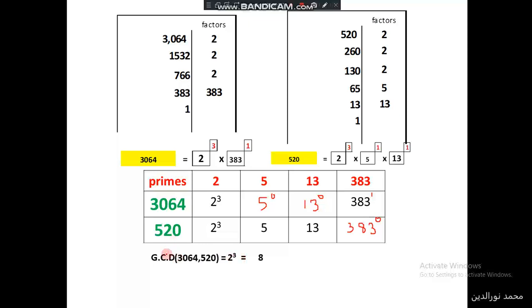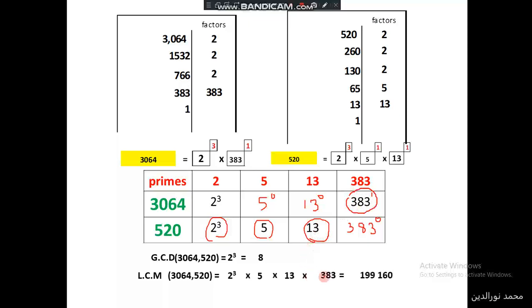Then to find the LCM of the pair of numbers, we take the highest power. 2 power 3, 2 power 3, we take 2 power 3. 5 power 0 and 5 power 1, we take 5 power 1. 13 and 383, and we write them. We multiply them together to get 199,160.